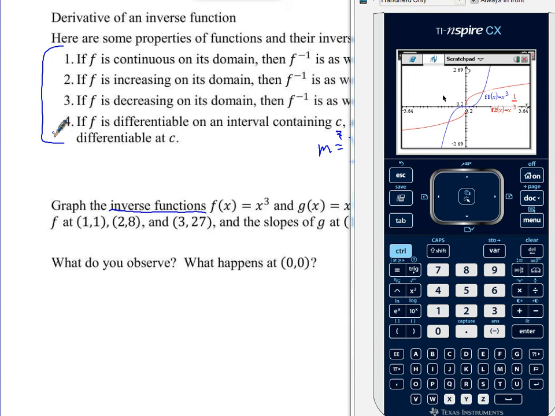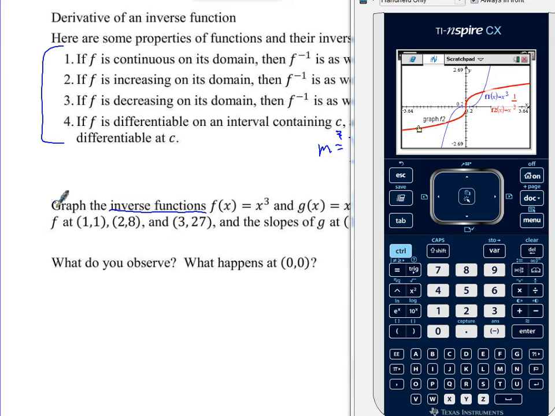So just picture in your mind what's going on. If f is continuous on its domain, then f inverse is as well. This one is continuous, so is this one. If f is increasing on its domain, then f inverse is as well. This one is always increasing, so is this one. We're not decreasing, so we can't look at 3, but the same idea is true there. So that's what those 4 things are trying to say.